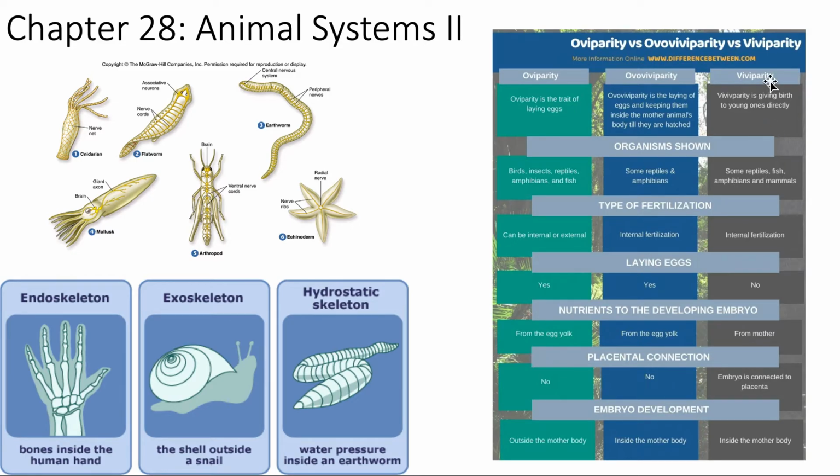Okay, and then you have viviparity or viviparous, and that's going to be developed inside the mother, and it's going to gain nutrients from the mother. So no eggs here, internal fertilization. You have some reptiles, fish, amphibians, and mammals that you will see there for some types of viviparous animals.